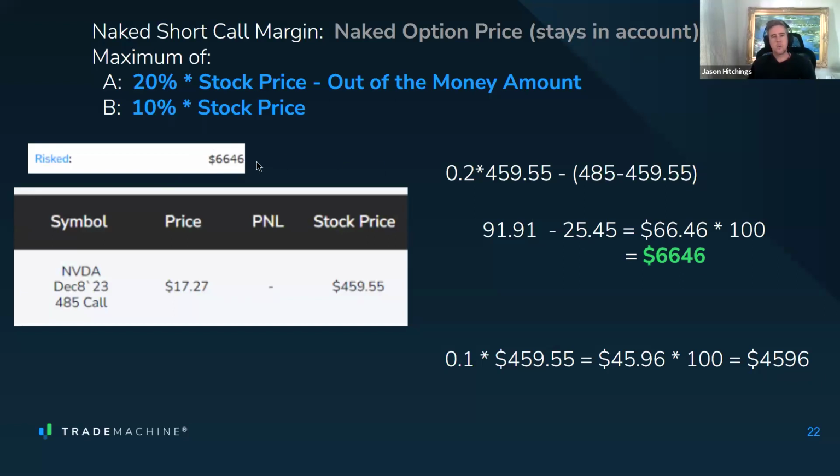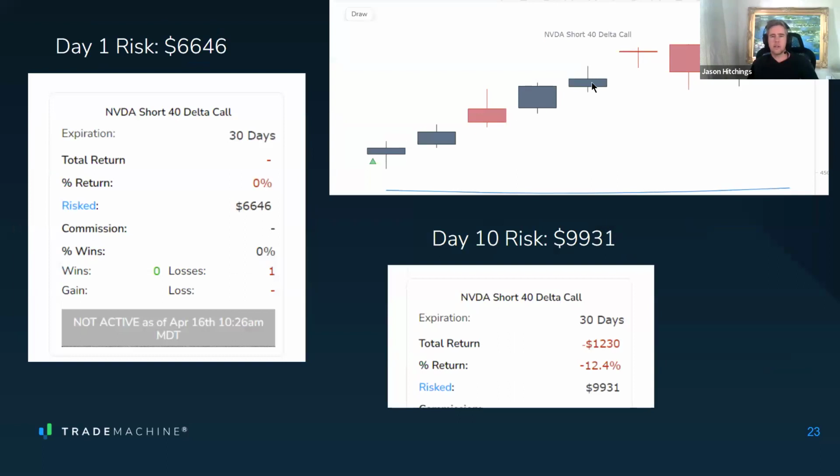But that's just for day one, because as this position changes over time, in this scenario, NVIDIA went up. And so that option was less and less out of the money, maybe started even becoming in the money up here, and the amount of risk increased over time. So if you held this position for roughly 10 days, the amount risked on that trade ended up being 99.31.